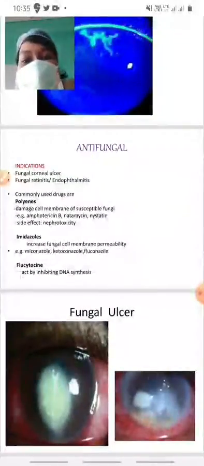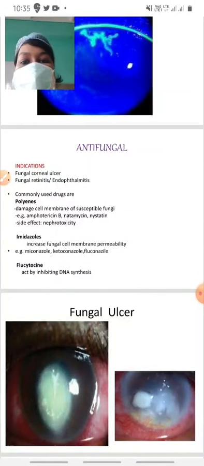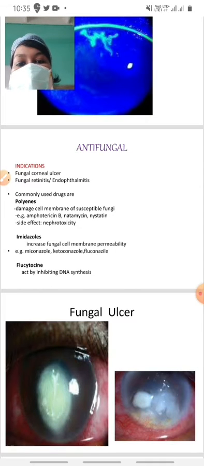Next, coming to the antifungal drugs. So they are used in fungal corneal ulcers and also in fungal retinitis and endophthalmitis. And the commonly used drugs are polyenes and imidazoles. So the polyenes act by damaging the cell membrane of the susceptible fungi, and the examples are amphotericin B and natamycin. But they are toxic to the kidney, so should be used judiciously and should not be given in patients of liver disease or kidney disease.